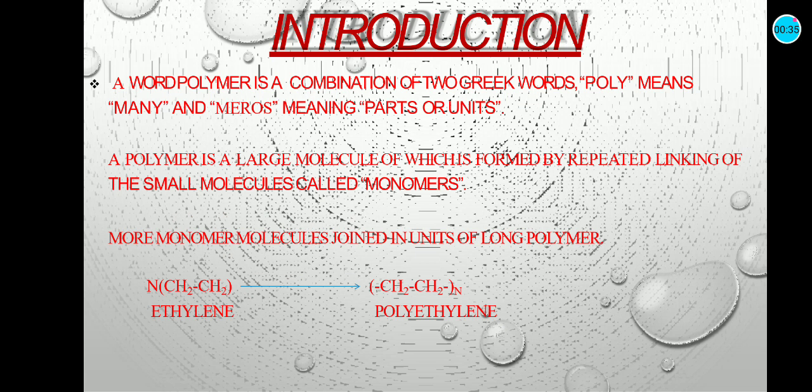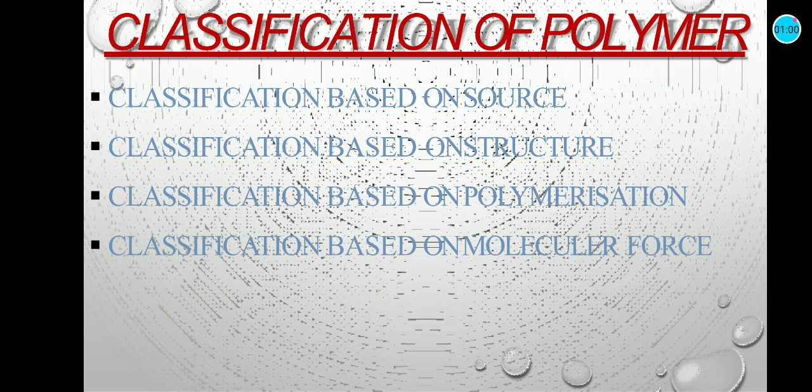The word polymer is a combination of two Greek words. Poly means many and meros means parts or units. A polymer is a large molecule which is formed by repeated linking of small molecules called monomers. Many monomer molecules join in units to form a long polymer. For example, ethylene to polyethylene.